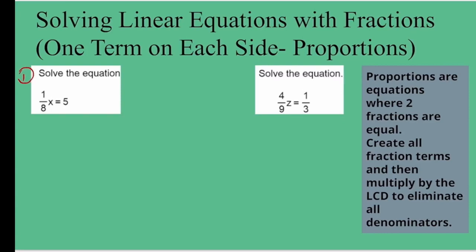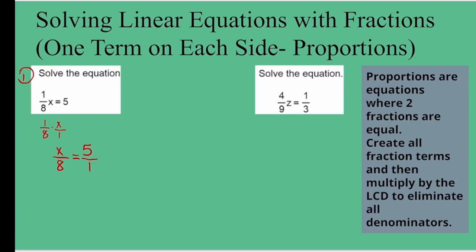1/8 x equals 5. So 1/8 x means 1/8 times x. I can make x a fraction by putting it over 1. So this left side essentially becomes x over 8, x divided by 8. And the right side is 5. I can make 5 a fraction because 5 I can write as 5 divided by 1. So now I have a linear equation with a fraction on either side.